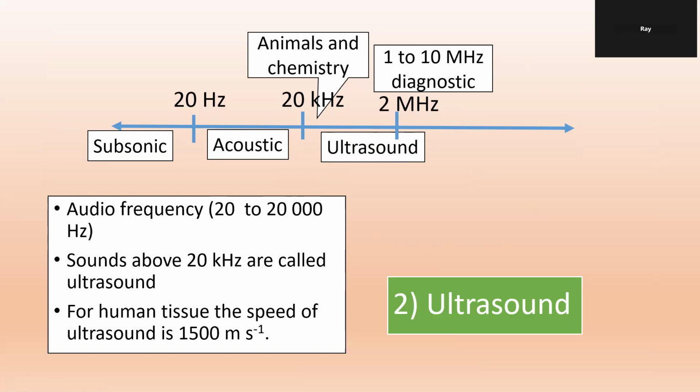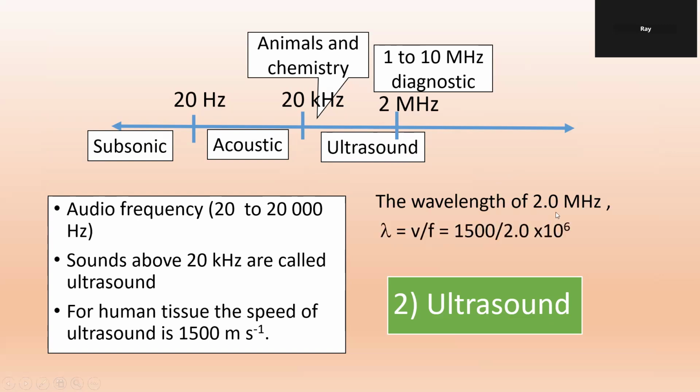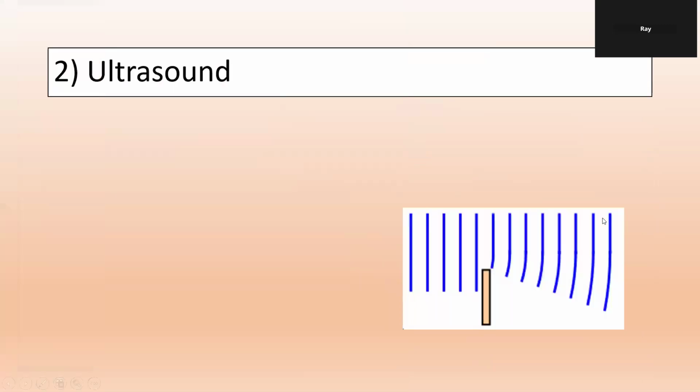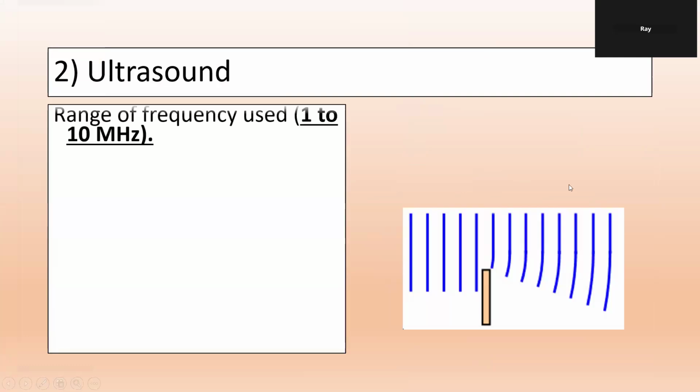In human tissue, the speed of ultrasound is 1,500 meters per second. Wavelength of 2 megahertz, you consider that speed there. It's about 1 millimeter, or 0.075 millimeter, right? Close to 1. Ultrasound.